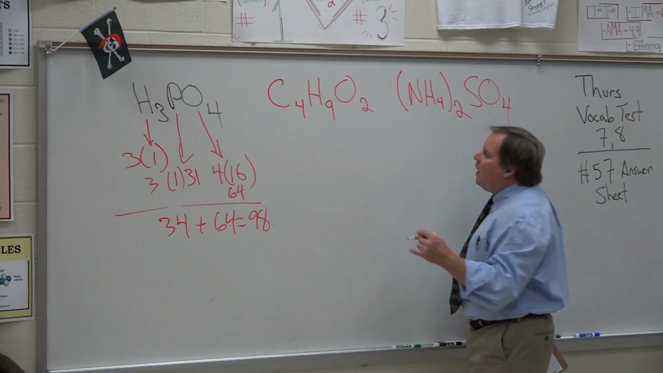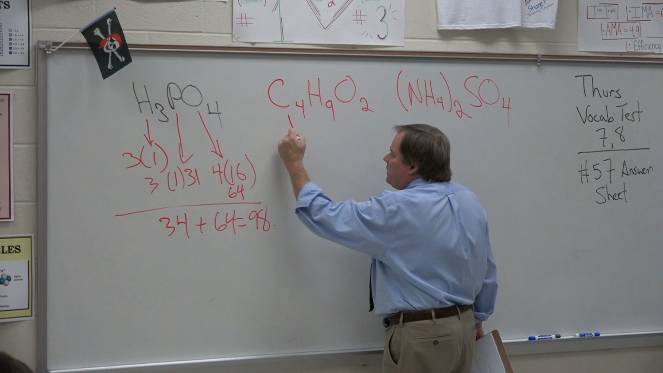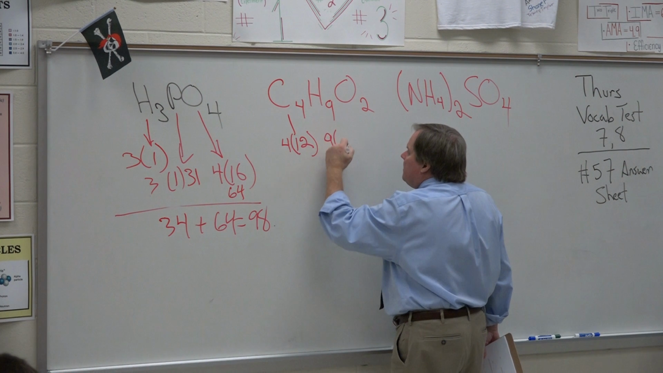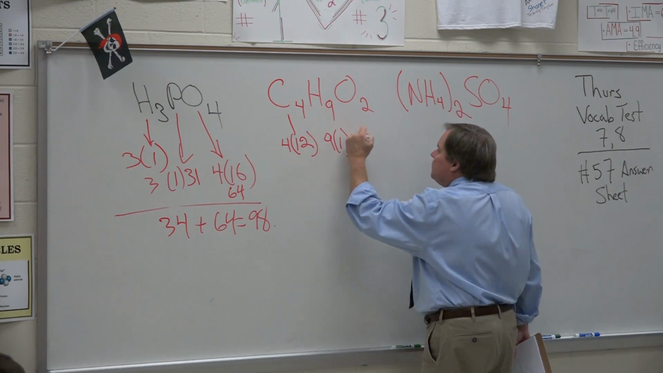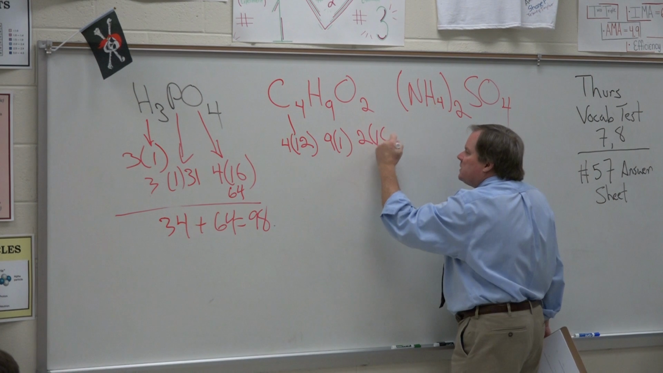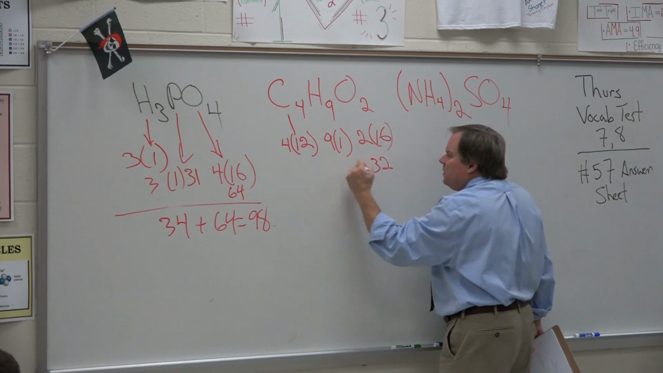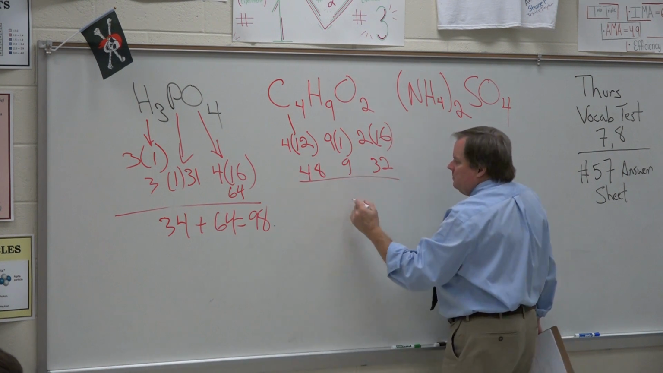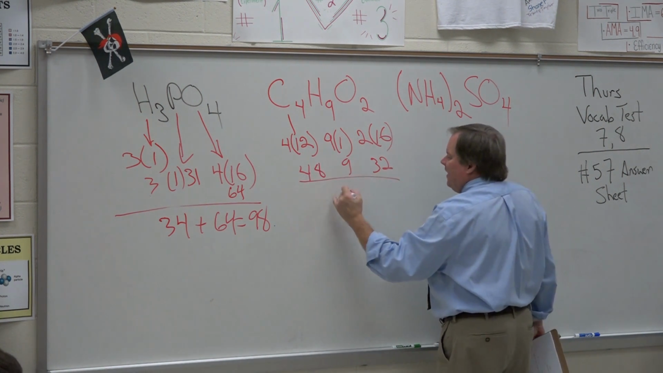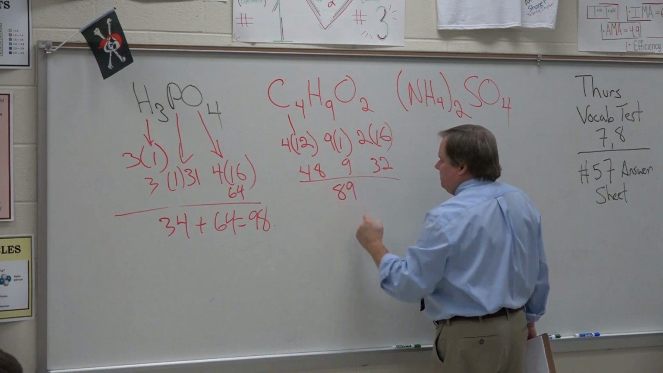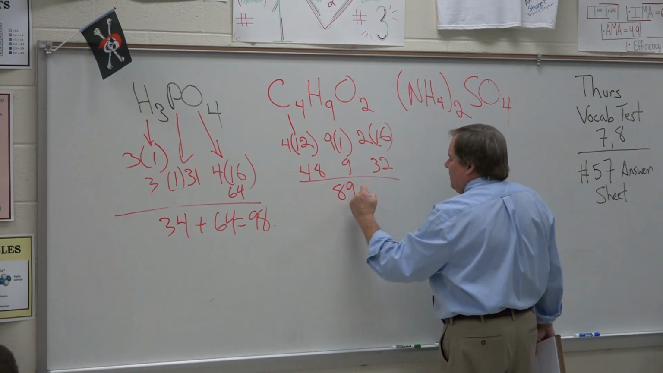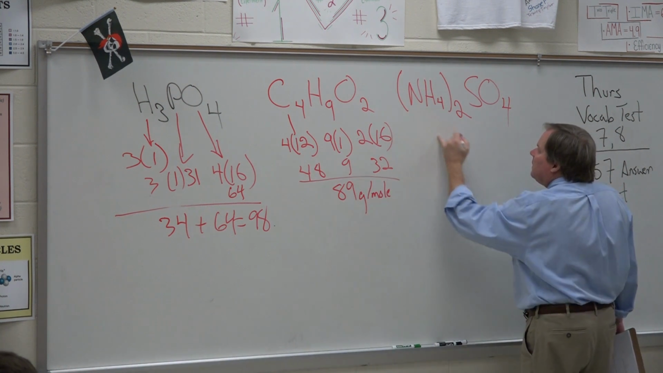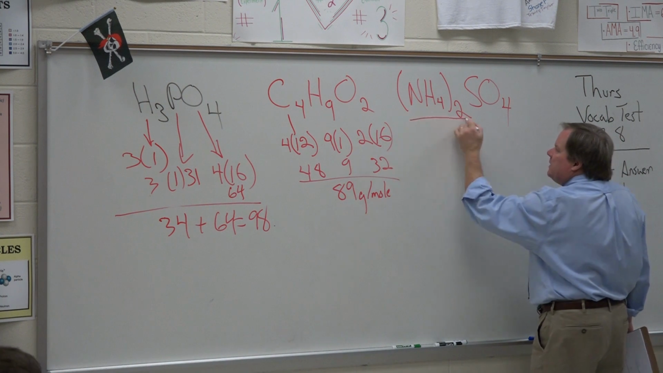All right, carbon. 4 times 12, and 9 times 1, and 2 times 16, so we got 32. 48 plus 9 plus 32 gives you 89. Are we sure this time? Yes. Grams per mole. Make sure you put the g.